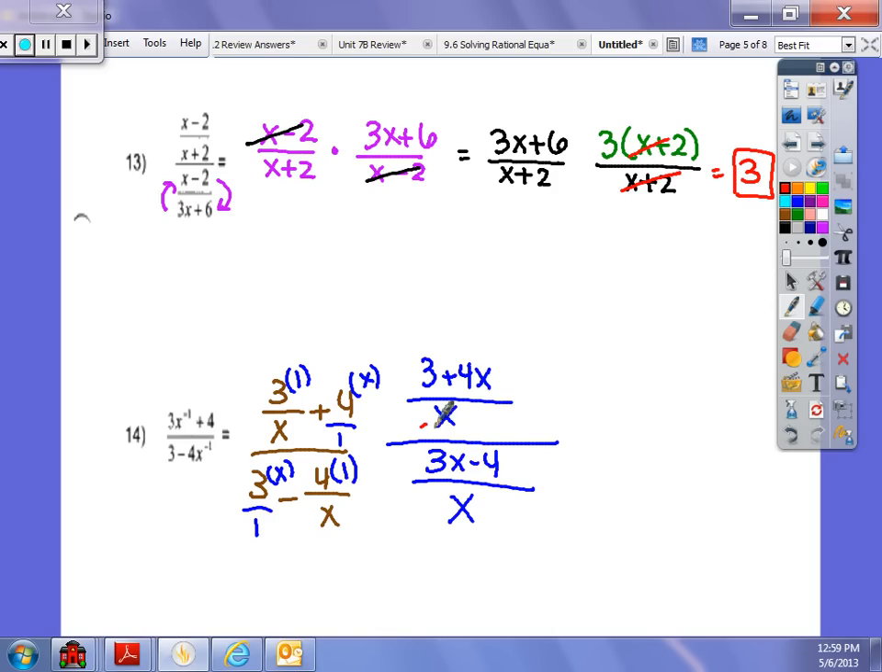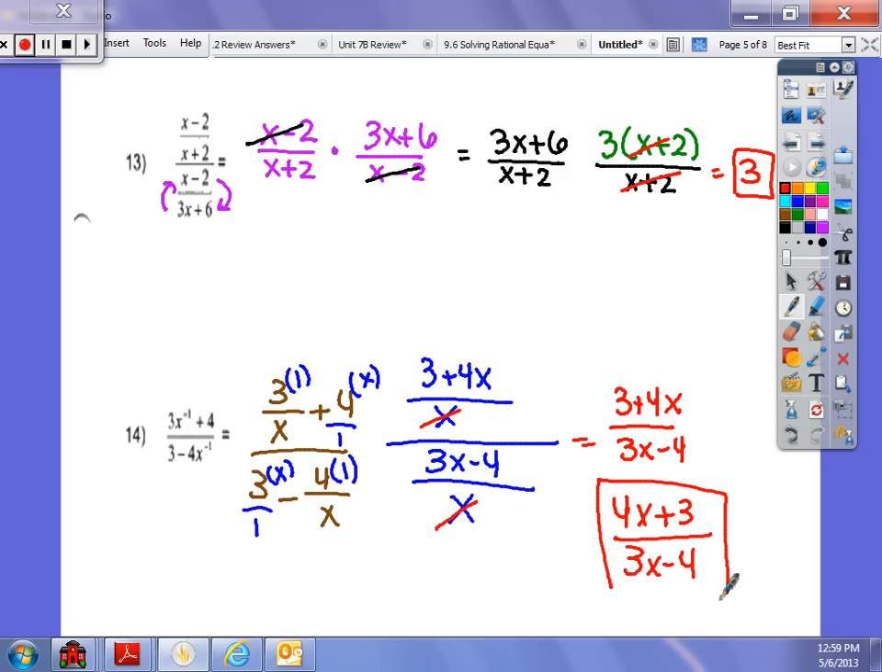Notice that these are the same, so we can cancel them out. And you're left with 3 plus 4x over 3x minus 4. Remember, order matters, so 4x should come in the front, and 3 will go in the back. And that is the final answer. And that ends the complex fraction section, which went from 8 to 14.